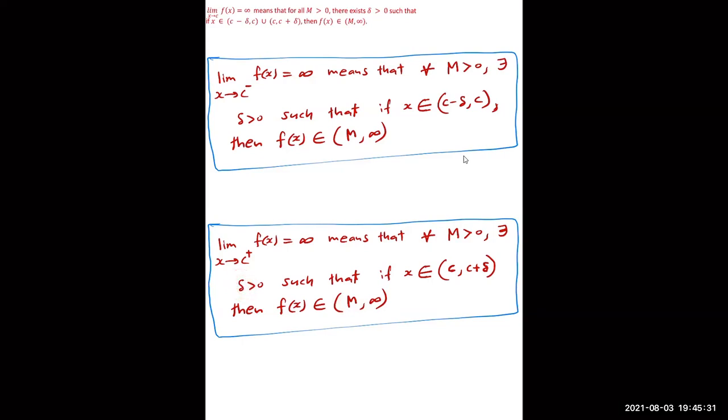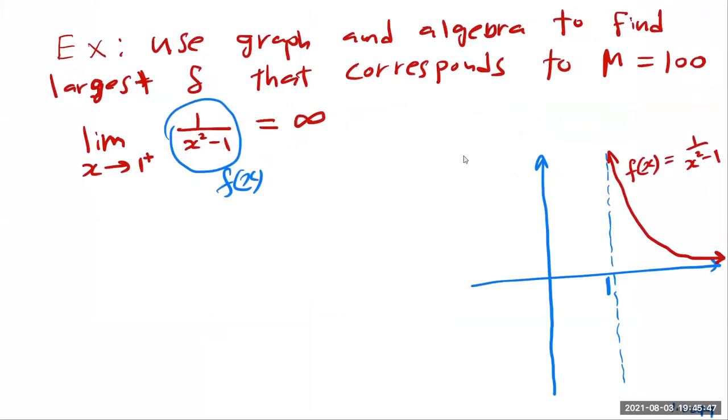Okay, how do you find the largest possible delta such that if you choose your x in this interval, c comma c plus delta, then f of x has to be bigger than m? Well, again, geometry is going to help us. What we do is graph this function f of x. If you graph the function f of x on the right-hand side, remember in this case, you don't have to graph this on the entire real line. You can just draw the shape of the graph of f of x only to the right of 1, because we are only talking about the right.